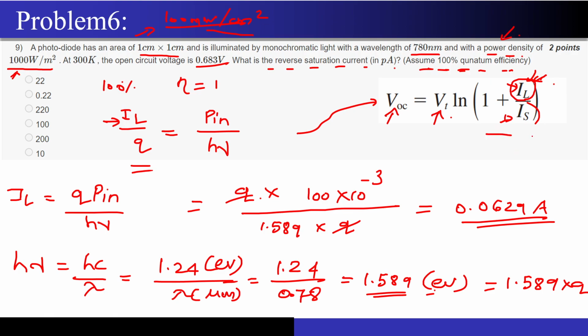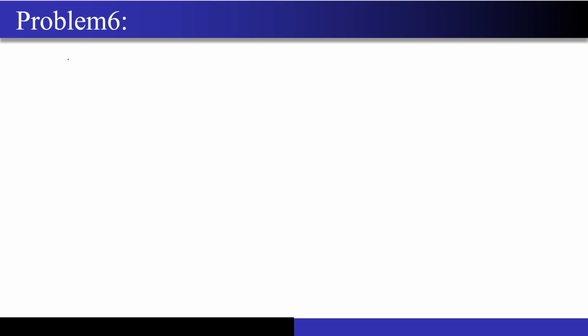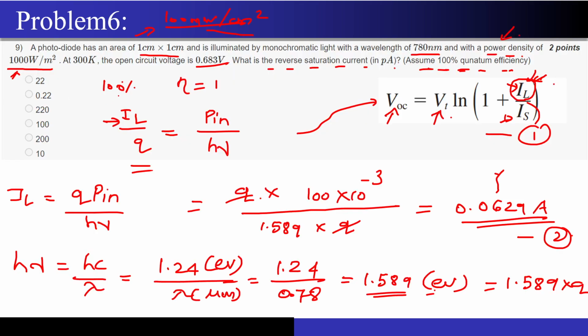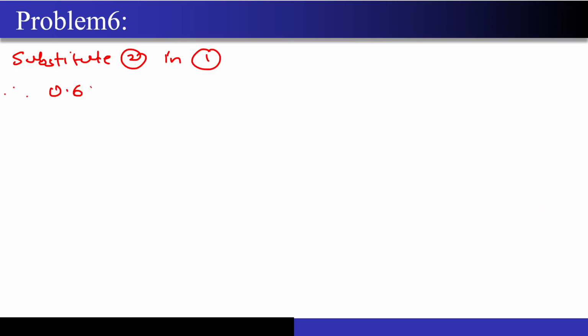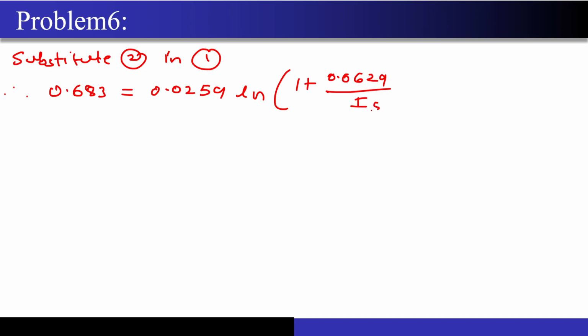Now I will take equation number 1 and equation number 2, and put the value of equation number 2 in equation number 1. Substitute 2 in 1. Now open circuit voltage has been given as 0.683 volts. So 0.683 is equal to Vt, which is 0.0259, into ln of 1 plus IL by IS. IL we have already calculated, 0.0629 by IS. This is what I am left with.